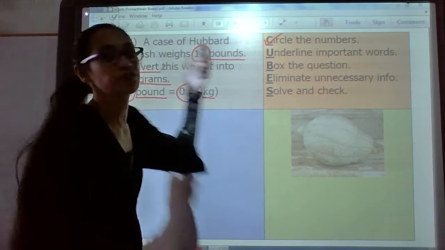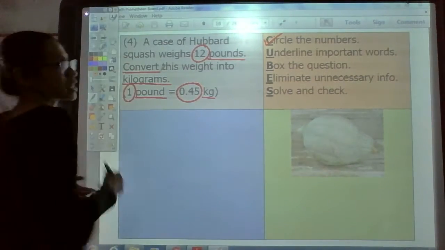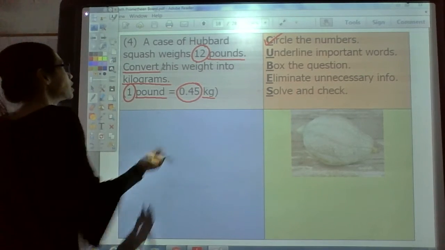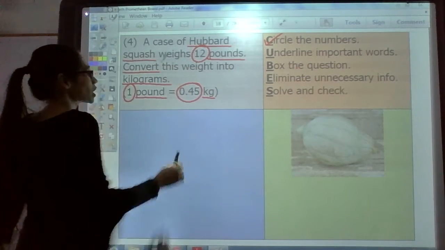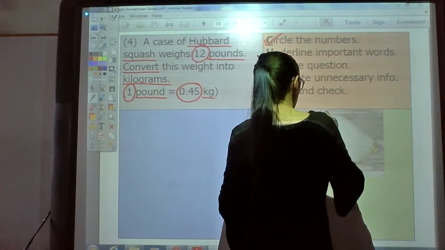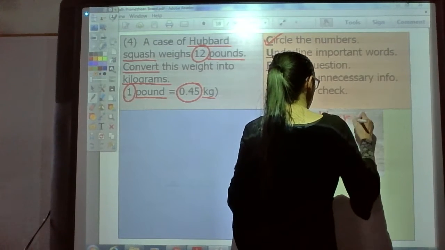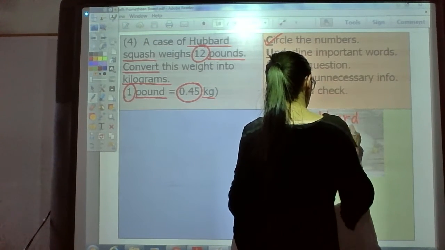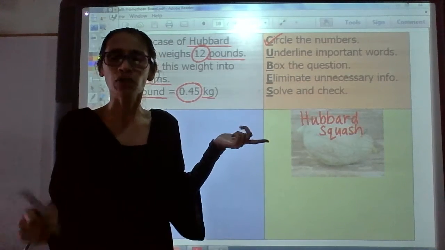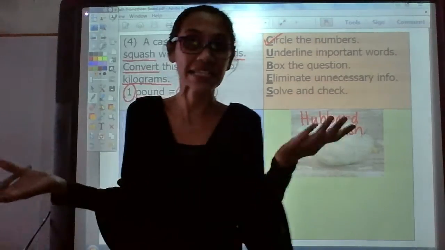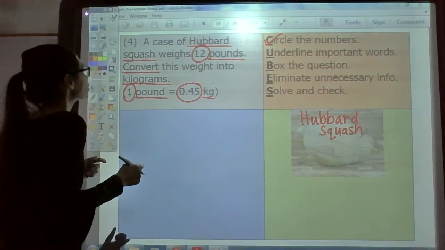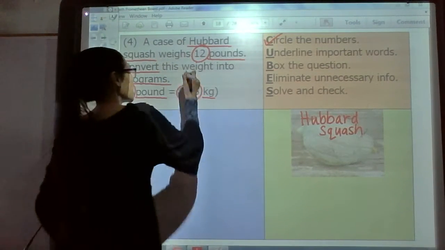So where are we at? We're finding important words. Convert, we said, was to change from one unit to another. Do you see any other important words? Right here, Hubbard squash, and that is another variety of squash. This is called a Hubbard squash. There are so many different kinds of squash. I don't think I've ever seen this before other than looking at the pictures. Have you seen this squash before? Pretty cool. Nature makes so many different kinds of stuff that we can eat. Yes, healthy for you and me. All right, anything else? Okay, that word weight, that is important.